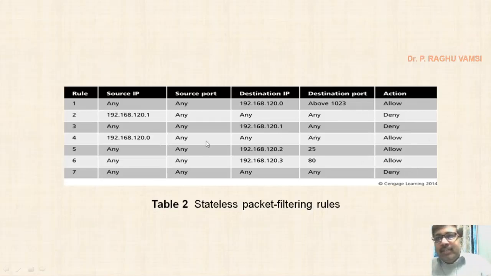Many software firewalls sometimes will provide you the management console. In that management console, you can directly write the entries like this. In the case of some firewalls like iptables, which don't have a management console, you are supposed to write everything on the command prompt to allow or deny the particular packet. So this is the way the stateless packet filtering rules will be set.